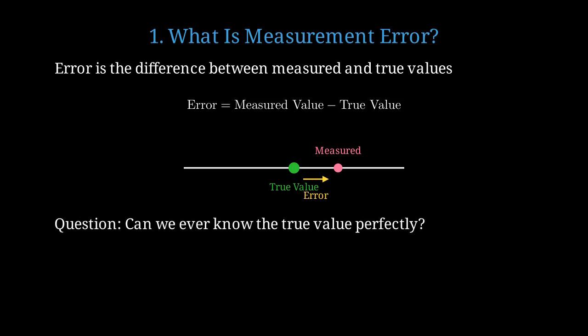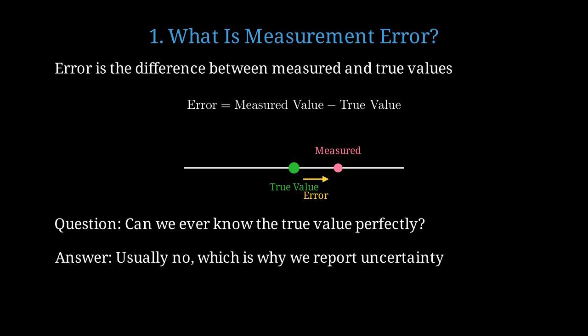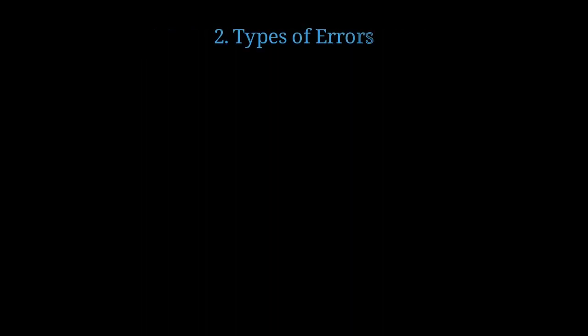Here's an important question. Can we ever know the true value perfectly? The answer is usually no. In most cases, we cannot know the true value perfectly, which is exactly why we need to report our measurement uncertainty. There are two main types of measurement errors we need to understand.